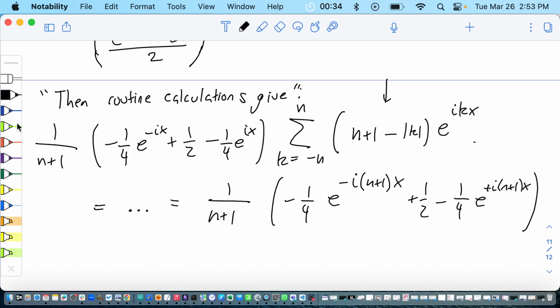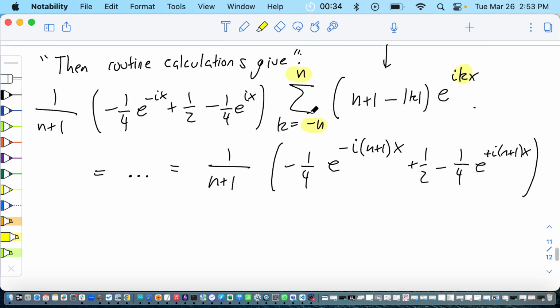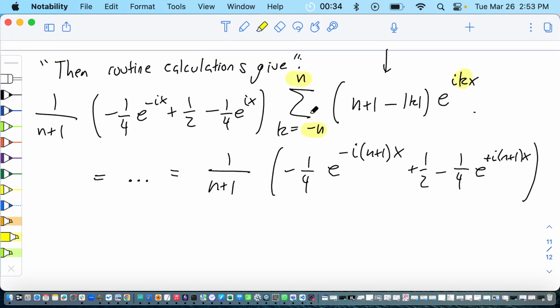Right? So the most extreme thing in the sum was k equals minus n and k equals n. And then after shifting them, all the terms in the middle canceled out, and what we were left with was n plus 1 and an n plus 1. And okay, it's not too hard to check. It is, quote, a routine calculation.